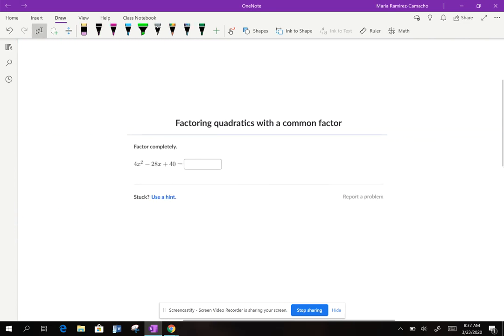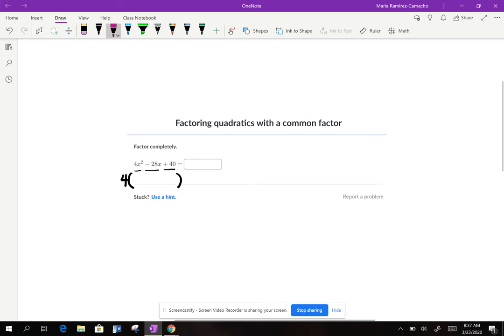with this. So if we look at these terms, we should ask ourselves, is there a number that goes into 4x squared, negative 28x, and 40 that I can factor out first to make factoring easier for me? What number goes into all of these? 4. So let's factor out a 4.